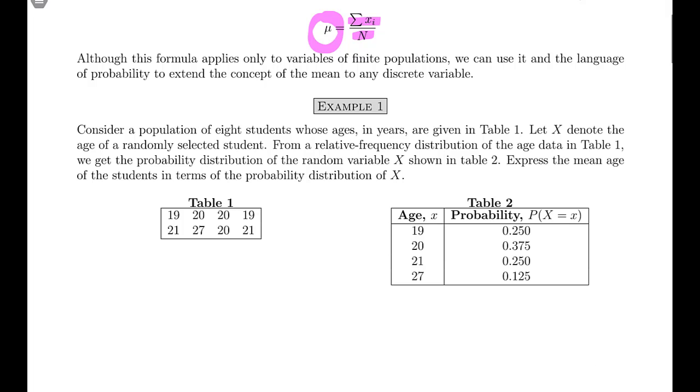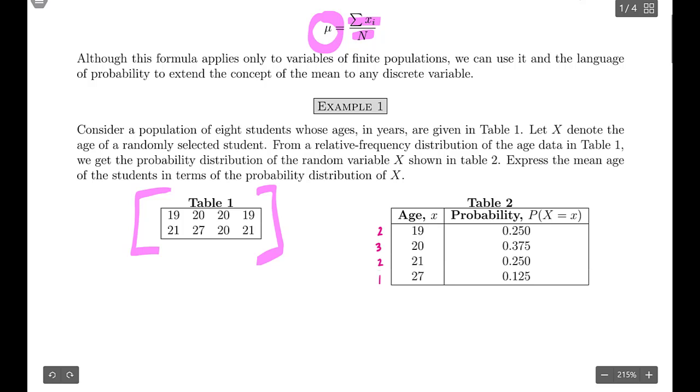We're going to look at example 1, and it probably will help make more sense of this. We have a population of 8 students whose ages and years are given in table 1. Here in this first table, we have all of their ages. Table 2 gives a relative frequency distribution, and we can express the mean age of these students in terms of the probability distribution of x. Out of these 8 students, 2 of them are 19, 3 are 20, 1 is 21, 1 is 22, and 1 is 27. So 2/8 of the students are 19 years old, a probability of 0.25. 3/8 is 0.375, 2/8 is 0.25, and 1/8 is 0.125.